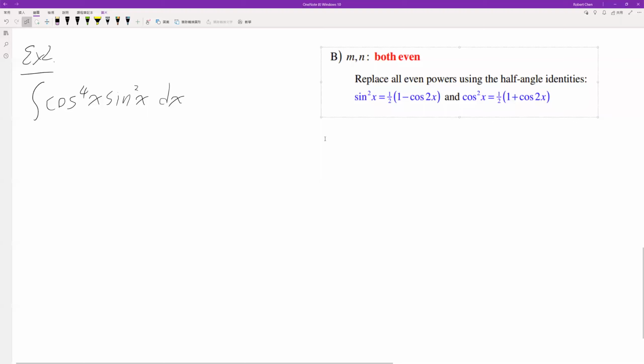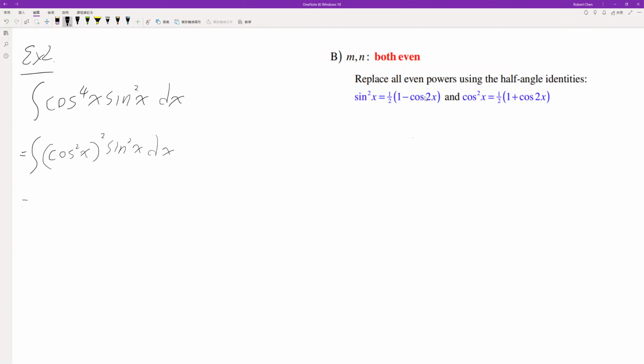All right, next, example 2, we have cosine to the fourth and sine squared. So this would be a type B, where m and n are both even. So the idea is you just replace all the even powers using half angle identities. And then you can see here sine squared is this and cosine squared is that. So replace everything. All right, so let's do that. So cosine to the fourth, that's cosine squared, quantity squared, and sine squared x.